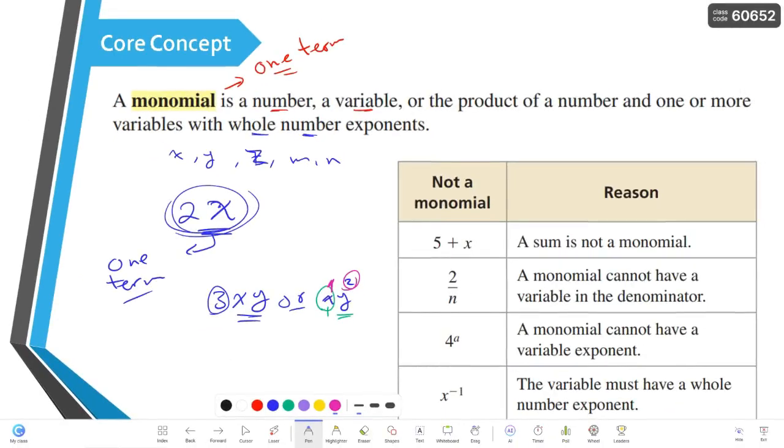On the other hand, we have some restrictions. If you have any addition or minus between any two terms, that means we are not talking about a monomial, we are talking about something else. We will discover it later. If you have any variable as a denominator, it's not a monomial. If you have any number or any variable as an exponent, this is not a monomial. And even if you have any variable raised to a negative exponent, this is not a monomial.